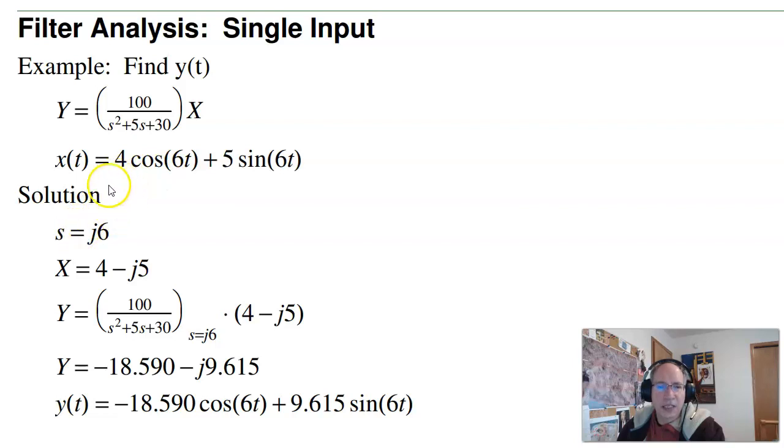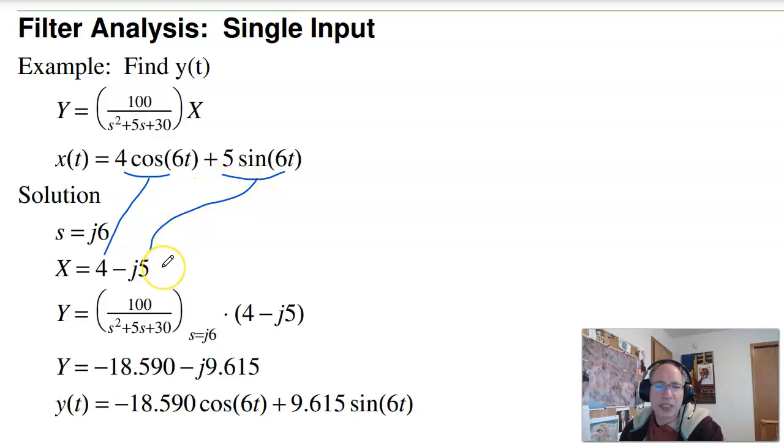X is just 4 minus j5. Again, in phasor notation, the real part is cosine. The complex part is minus sine. So 4 cosine plus 5 sine has the phasor representation 4 minus j5.